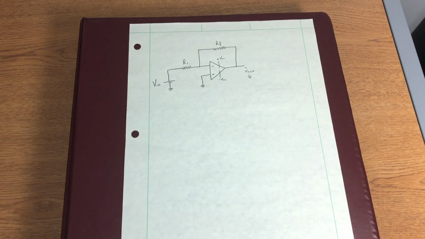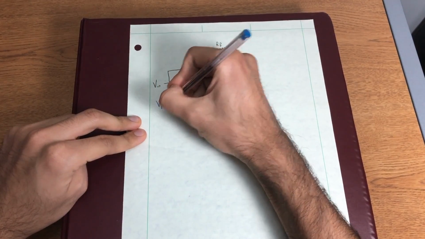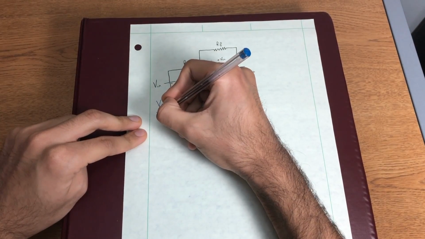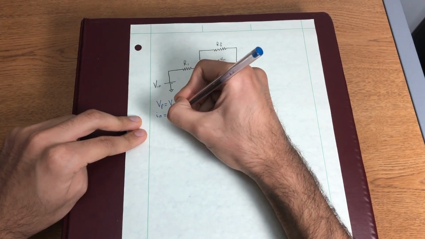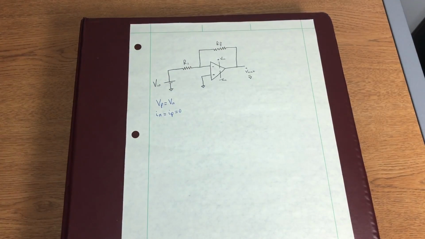For our first example, let's take a look at this circuit. The first thing we want to do when analyzing any op-amp circuit is write down our ideal op-amp equations. If you recall, they are Vp is equal to Vn and In is equal to Ip is equal to 0. So let's identify what is Vp, what is Ip, what is Vn, what is In.